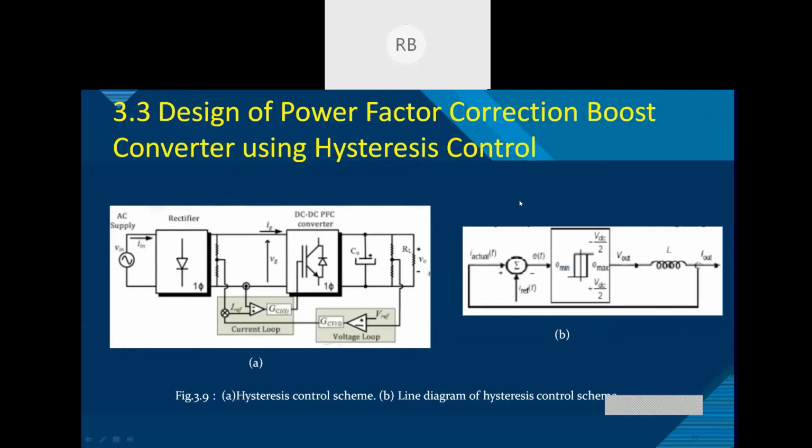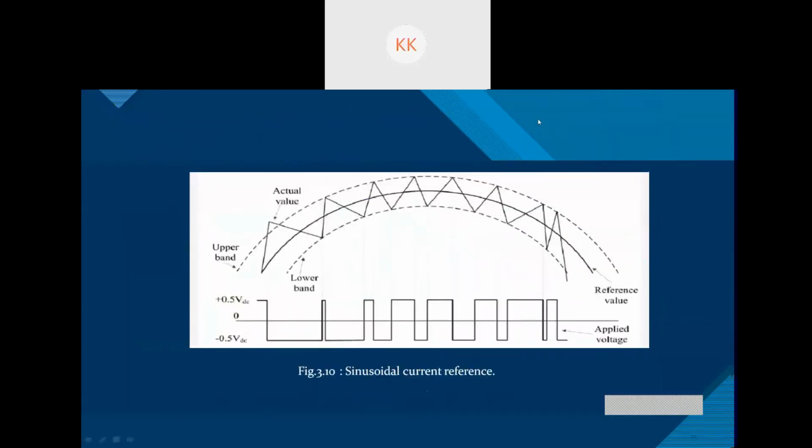So we can switch the inductor current by the upper band and the lower band values, which we are going to put in the block, that is, in the gate pulse of the MOSFET. So in the next slide, this is mainly the hysteresis control scheme.